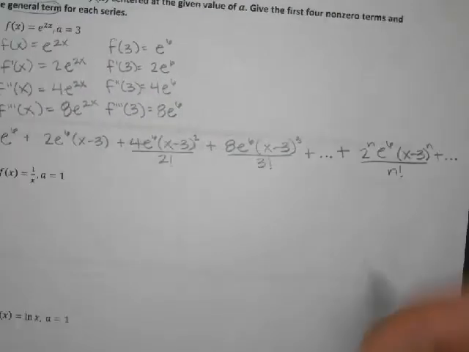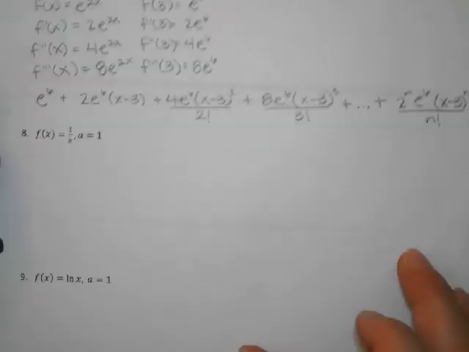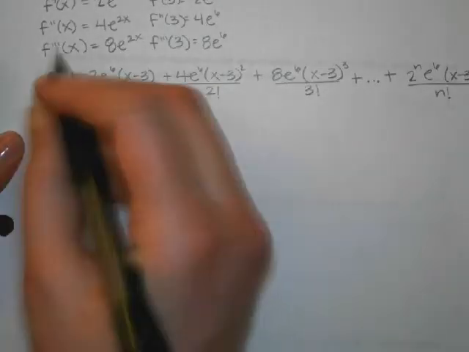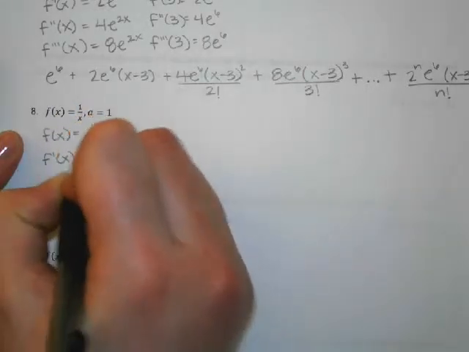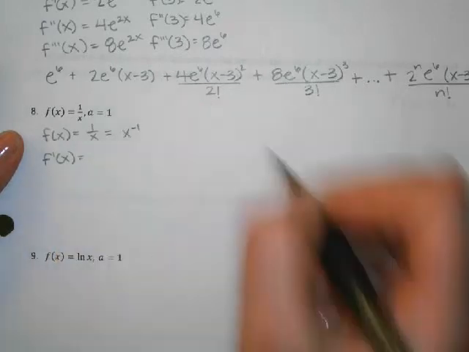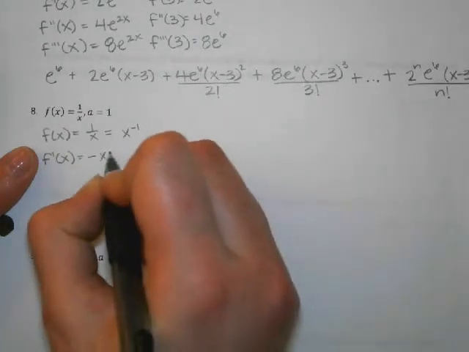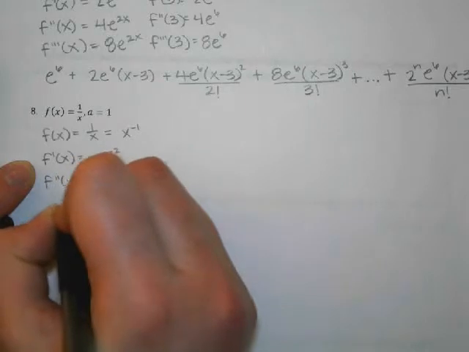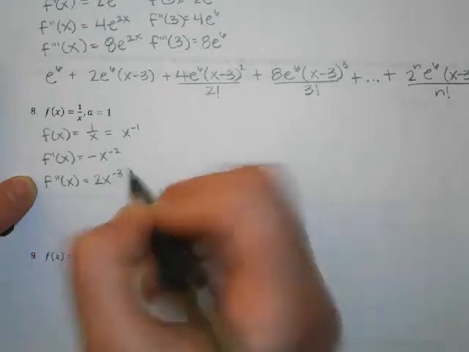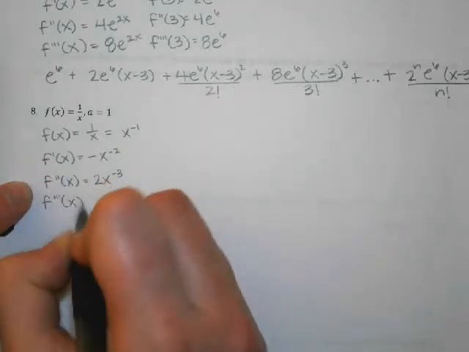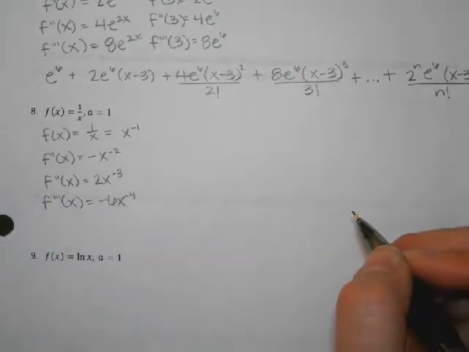Okay. I think the next one is worth doing together because it's a little bit weird. It's got a weird part in it. Okay, so we have f of x is 1 over x. I'm going to go ahead and say that this is just x to the negative 1. Okay, so f prime of x would be negative x to the negative 2. F double prime of x is 2x to the negative 3. And then f triple prime of x is negative 6x to the negative 4. Okay.